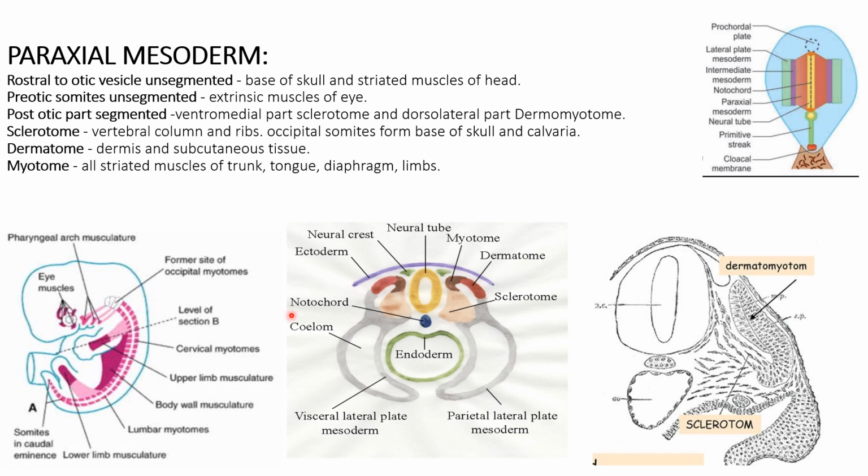If we see the segmented part or the cubical block, it is divided into the ventromedial sclerotome and the dorsolateral dermomyotome. The sclerotome gives rise to the vertebral column, ribs, base of the skull and calvaria. The dermatome gives rise to the dermis and subcutaneous tissue, and the myotome gives rise to all the striated muscles of the trunk, tongue, diaphragm and limbs.